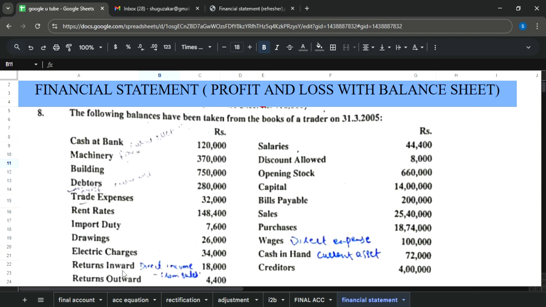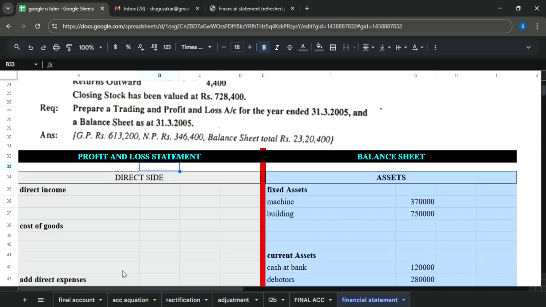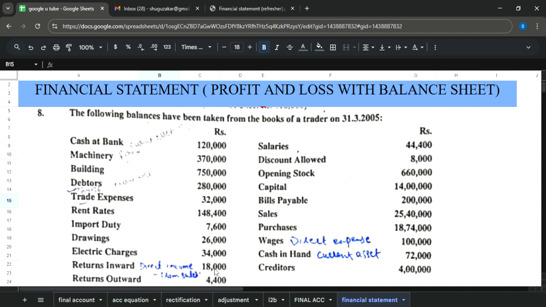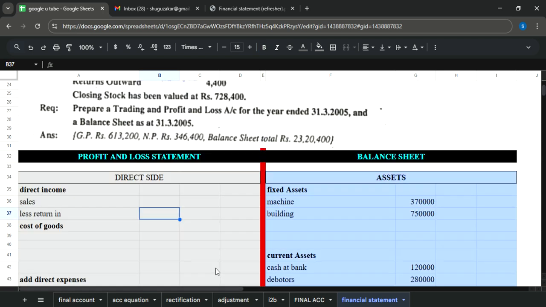After electric charges we have return inward. Look, when you will sell your commodities, goods will go out, and when your customer will return those commodities, goods will come in. So return in means sales return. First you will choose direct income side. As you know, we will put sales first and returns would be subtracted. Keep it in mind, it should be return in, and amount is 18,000. Put over here.